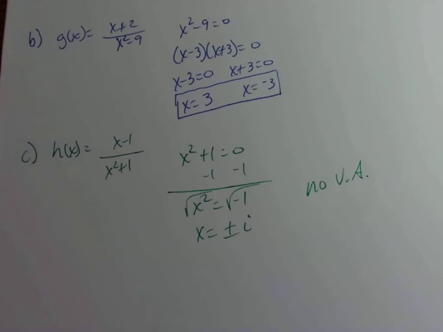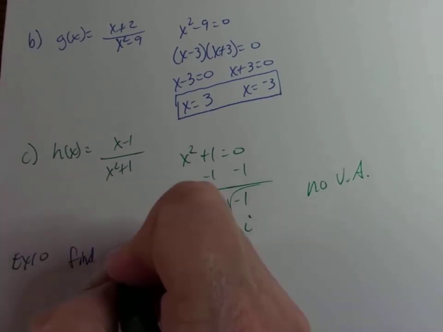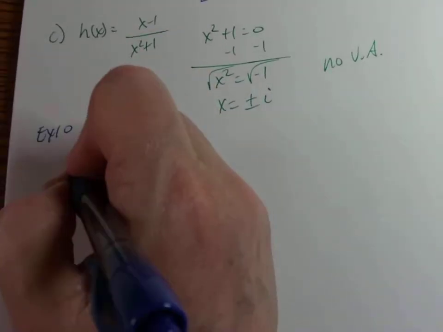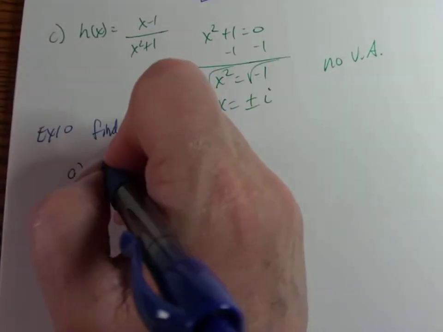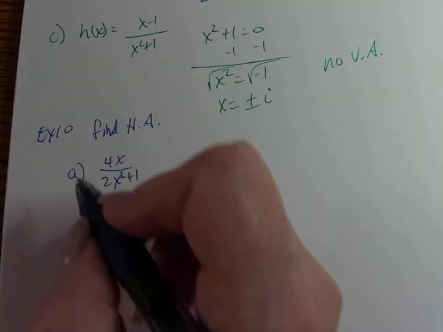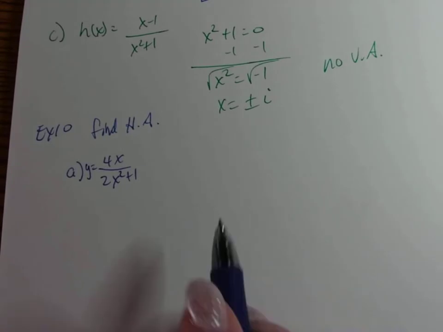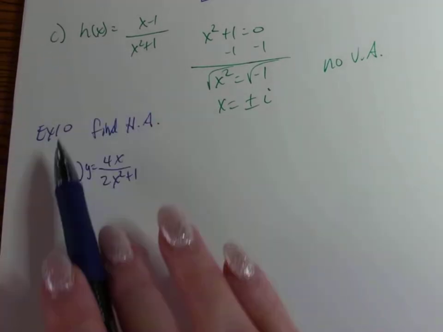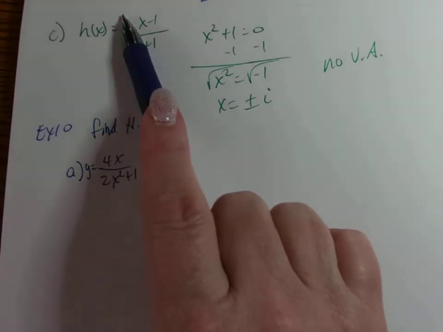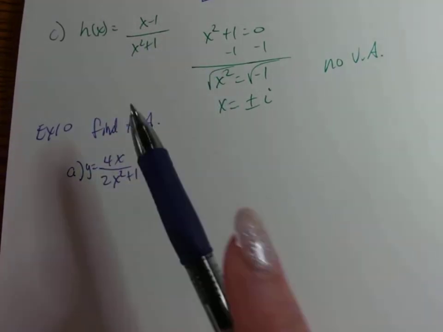All right, so let's go look at example 10. We are going to find the horizontal asymptotes. So for part A, we have 4x over 2x squared plus 1. Oh, I have to write my y equals, or the f of x equals, either way. I forgot to write it, so y is easier than f of x. On these, remember, vertical was the valley. With the horizontal, it goes with the highest degree.